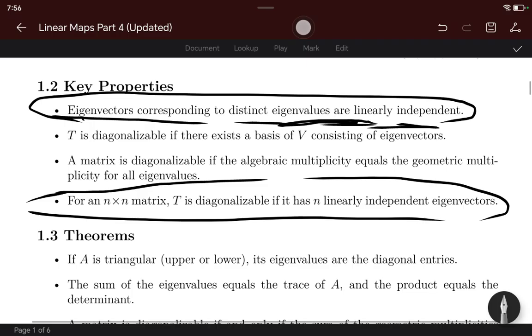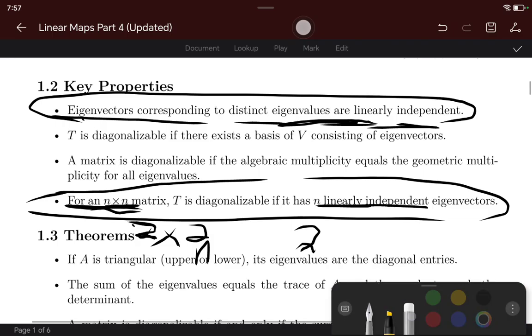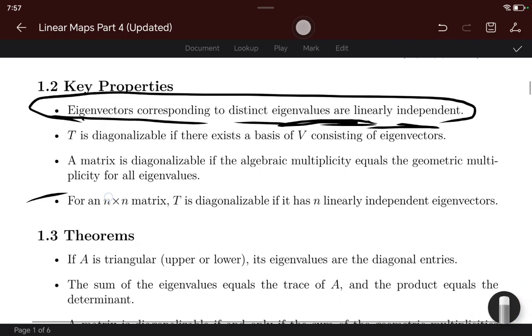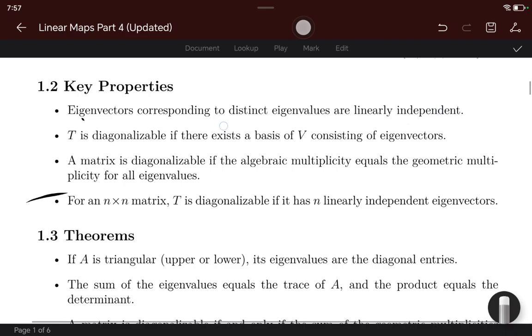So now this point says that if we're in an n by n matrix, let's say in this case we're in a 2 by 2 matrix, we're going to say that T is diagonalizable if it has n linearly independent eigenvectors. Remember, our n is 2. And indeed it has 2 linearly independent eigenvectors, so that matrix is diagonalizable. So we can use any of these conditions.